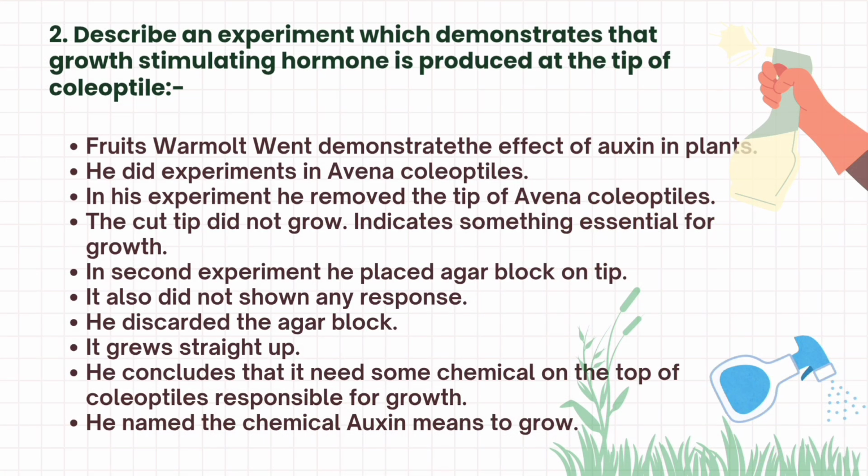Describe an experiment which demonstrates that the growth-stimulating hormone is produced at the tip of the coleoptile. Went demonstrated the effect of auxin in plants. He did experiments on Avena coleoptiles. In his experiment he removed the tip of Avena coleoptiles. The cut tip did not grow, indicating something essential for growth. In the second experiment he placed an agar block on the tip. It also did not show any response. He discarded the agar block. He concluded that some chemical on the top of the coleoptile is responsible for growth. He named the chemical auxin, meaning to grow.